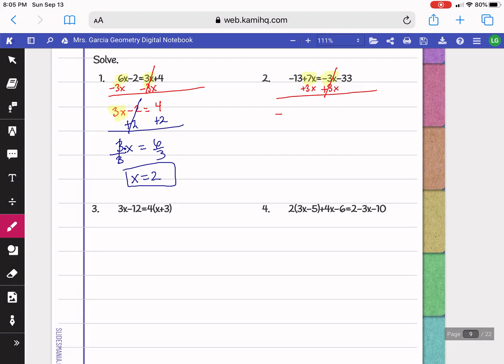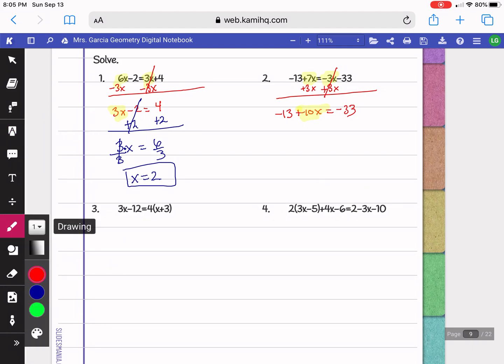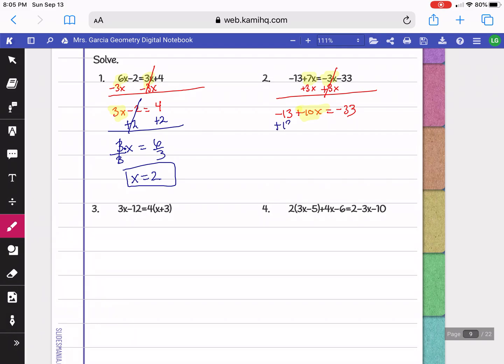So here I'm left with negative 13. 7x and 3x is positive 10x. And on the other side, I'm left with negative 33. Now if I look at my variable, 10x is attached. So I'm going to start by getting rid of that negative 13. So to get rid of negative 13, I would do positive 13 to both sides. So I'm going to get positive 10x. Negative 33 plus 13 is negative 20. And then to undo 10 times x, I would divide by 10. So my answer for x is negative 2.